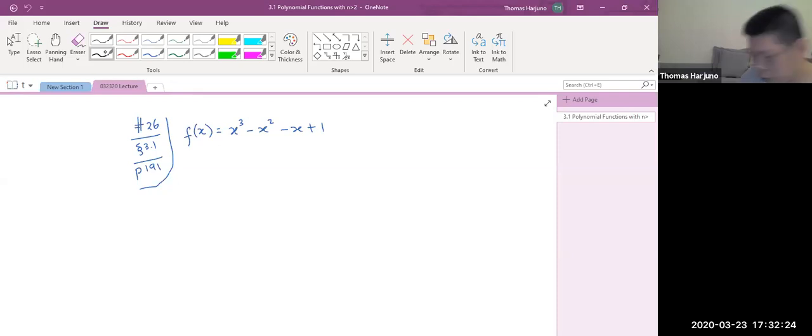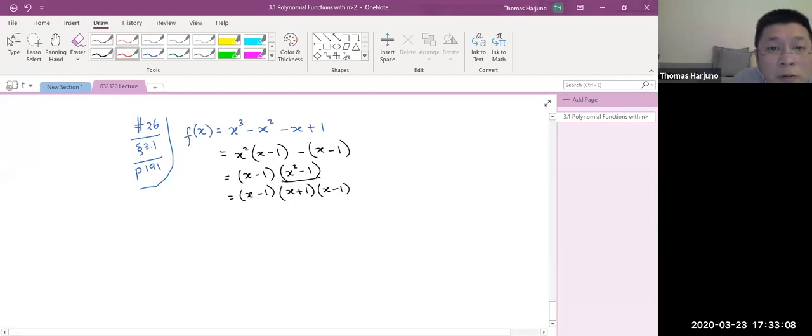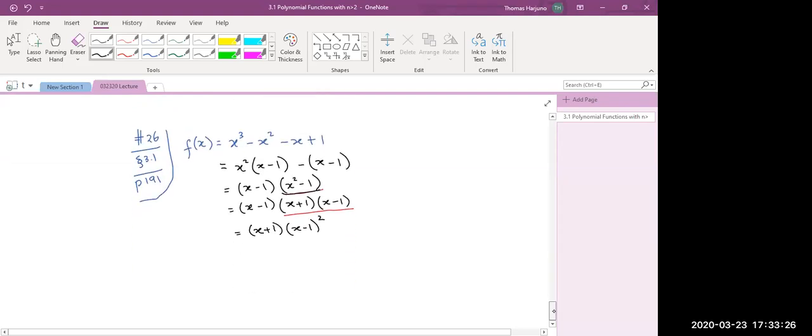Let's see, I hope you're done. That equals x squared times (x minus 1) minus (x minus 1). And then we have that common factor x minus 1. So I have this x squared minus 1, and I can factor it further: x plus 1, x minus 1. Is it right? Yes, for that difference of squares. Now let me combine them. So now it becomes (x plus 1) times (x minus 1) squared. Is it right?